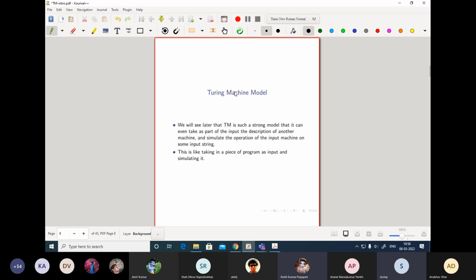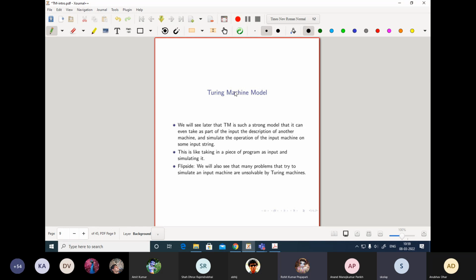As I said, Turing machines can do the following. Think of it as a piece of program that is being simulated on some input. This particular action can be done by Turing machines, and this will help us design universal Turing machines, where you can take any other Turing machine as input, and simulate its actions on any input that particular Turing machine takes in.